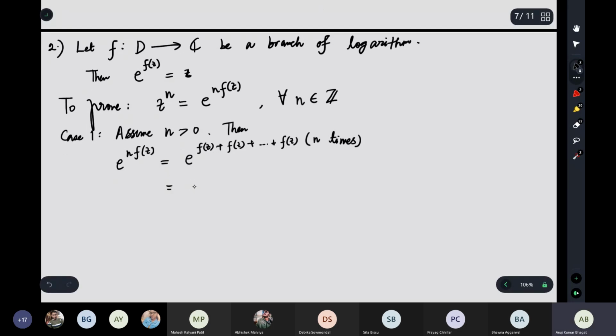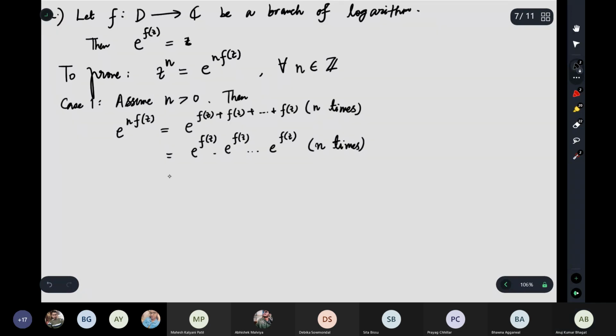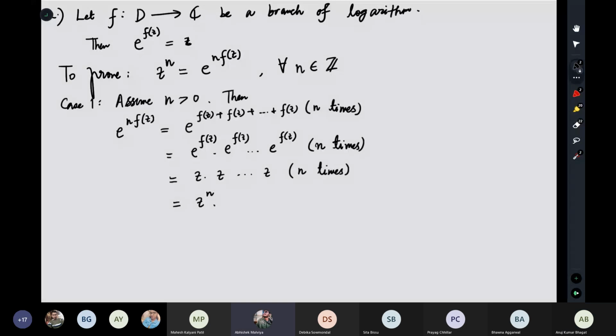So this is nothing but, by the basic property of e to the power f(z), e to the power f(z) times e to the power f(z), n times. Each one of them is z. So z, z, z, n times. So this is nothing but z to the power n. So this has been proved for n more than 0. Any problem? No, sir.